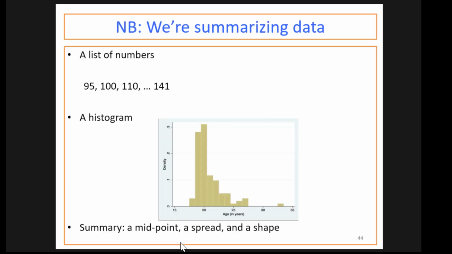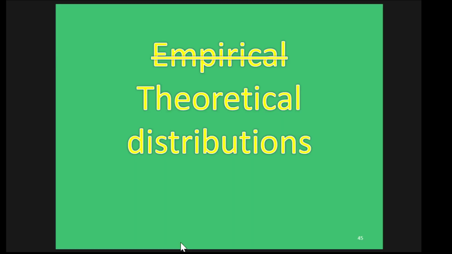Okay, so we have a list of numbers. Non-summarizing the data would be, this is a long list of numbers. Summarizing the data would be, okay, let's look at a histogram, or let's look at a midpoint, the spread, and the shape of the whole thing. Okay, that's all about empirical distribution.